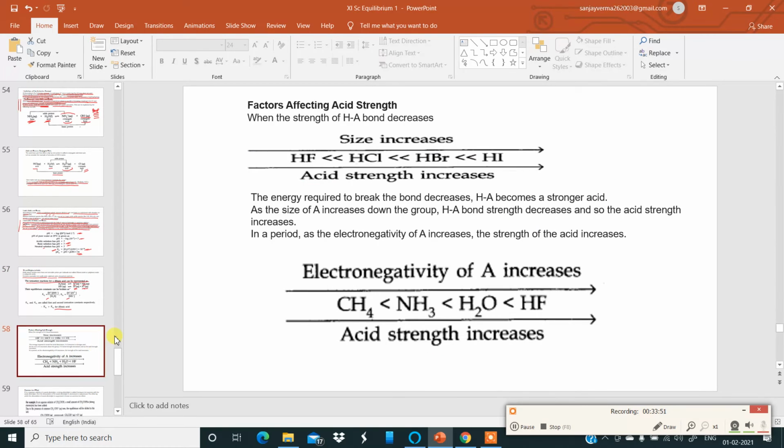Then, factors affecting acid strength. When the strength of the HA bond decreases, the acid strength increases. As the size of A increases, the energy required to break the bond decreases, and HA becomes a stronger acid. As the size of A increases down the group, the HA bond strength decreases and so the acid strength increases. Remember this. In a period, as the electronegativity of A increases, the strength of the acid increases. So electronegativity increases, acid strength also increases.